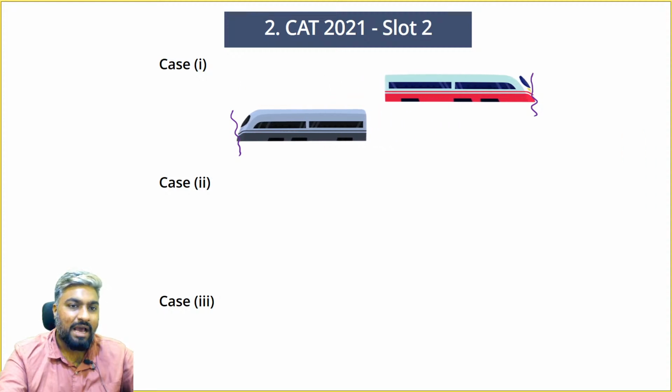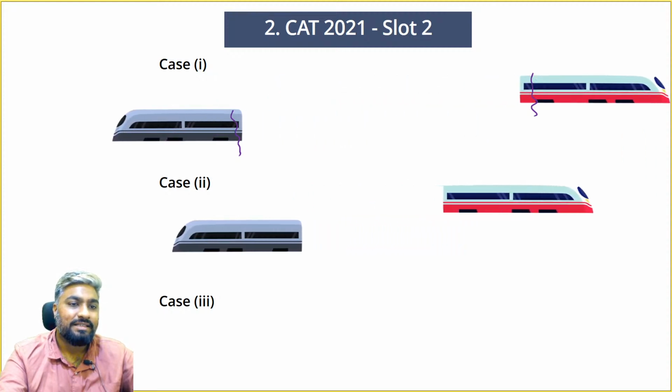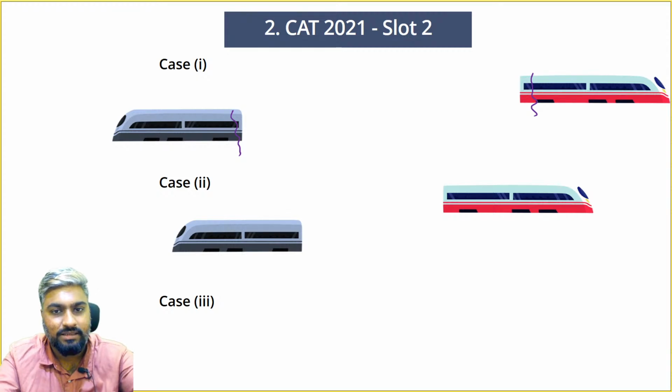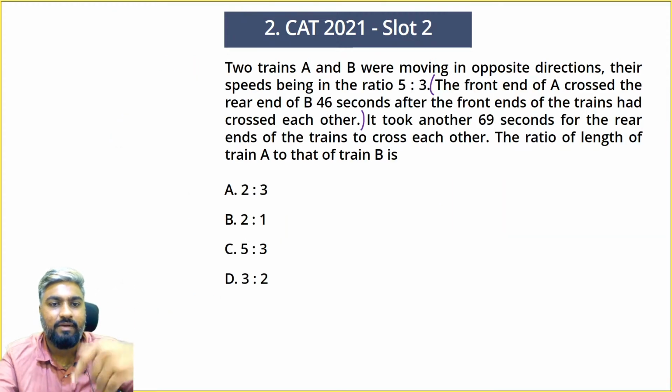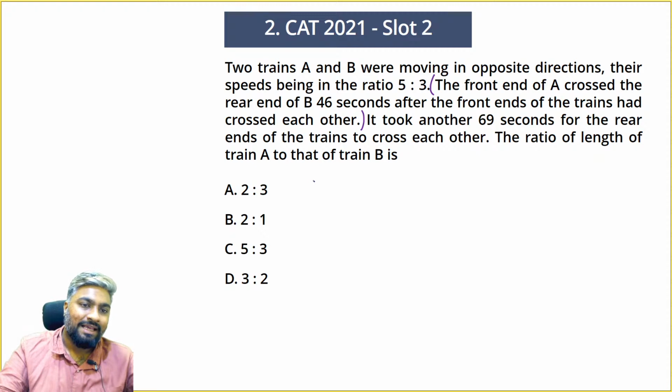What happens in the second case? In the second case, the engine. Okay, let's forget this. Animation doesn't seem to be working. Anyway, we'll write this down. We'll make this here now. There are 3 cases. Case 1, we have train A.